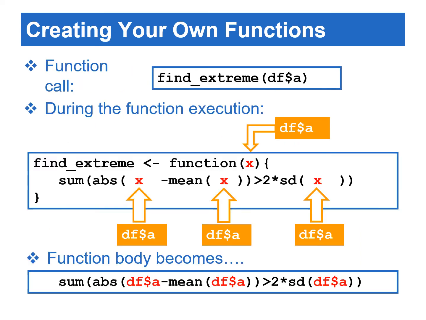When we execute the function, $a is passed to the parameter x. During the function execution, x is replaced with the $a. At the end of the execution, the calculated value is returned.